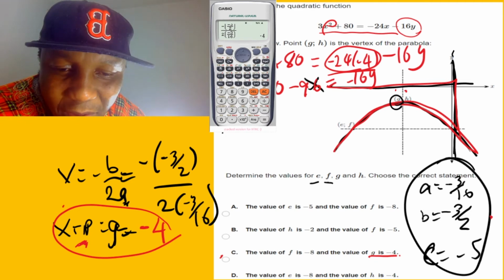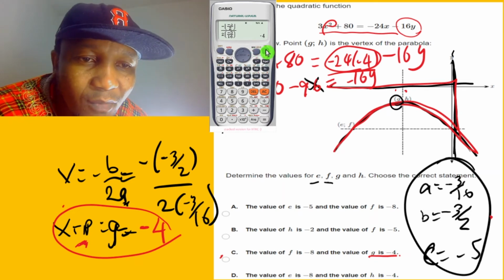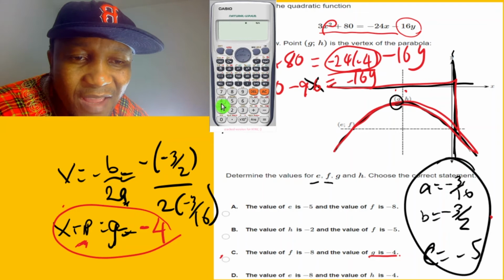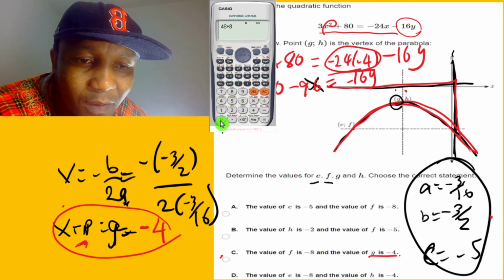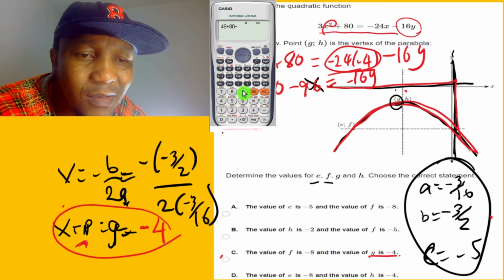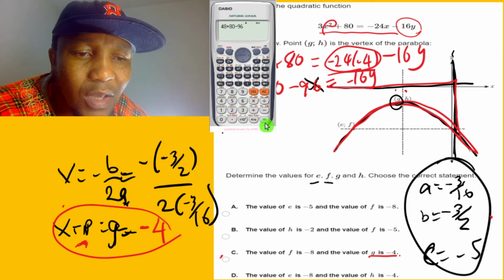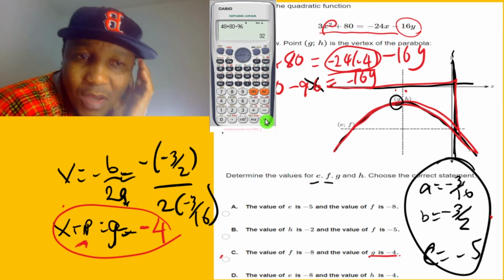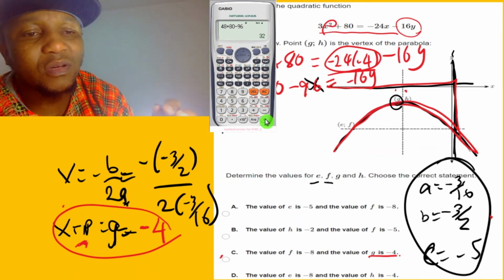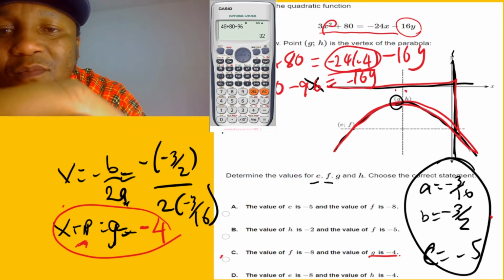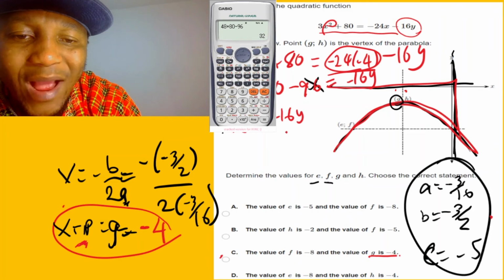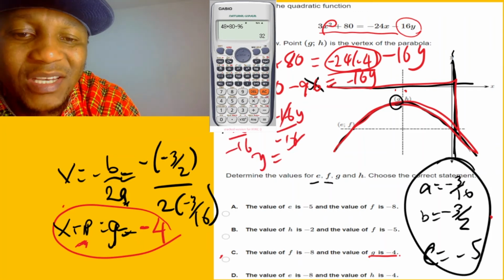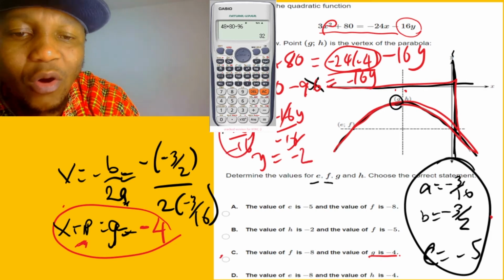So 48 plus 80 is 128, minus 96. We can plug it in a calculator to save time. So you can simply say 48, and then plus 80, and then minus 96. So we get 32. So 32 equal to -16y. So divide by -16. This and this cancel. So y at the turning point equals -2.